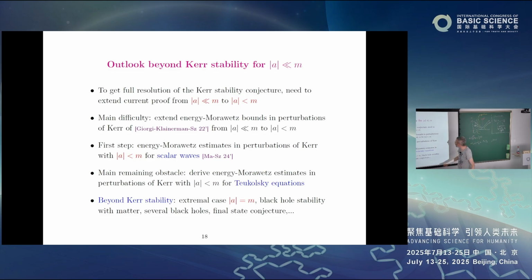So what you will have to do for large A is really to extend the wave estimates that are done here. This is what I have done for the scalar wave with Siu and Ma last year, but we still need to work on Teukolsky, and then there are other things, but basically it's really about estimates for the wave and Teukolsky.